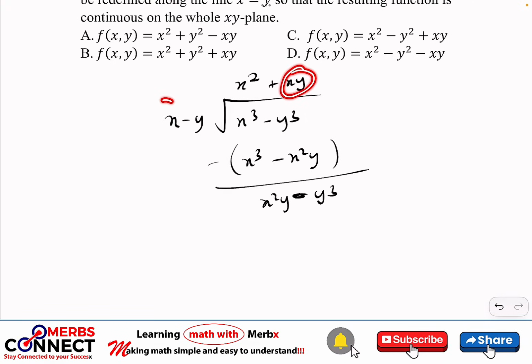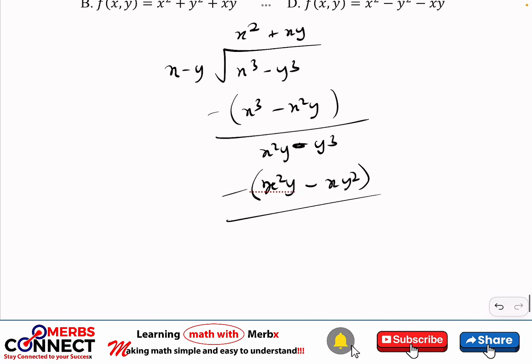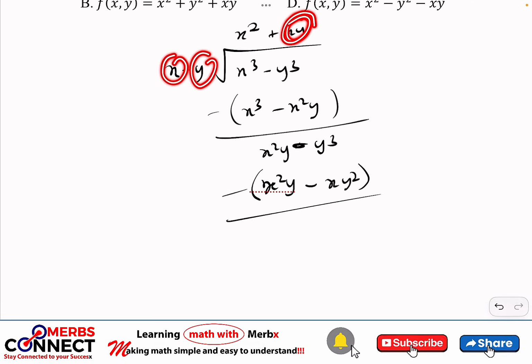When I multiply this one by this, what I'm doing is I divide, right? Because I want this one to go inside this, I divide it by x. So one of the x will cancel, and I have this. I want this one to go into this one, so I'll divide it by x. One of the x will cancel and you have this. Multiply it back and have x squared y minus xy squared, minus, divided by. So I multiplied this one by this and this one by this.